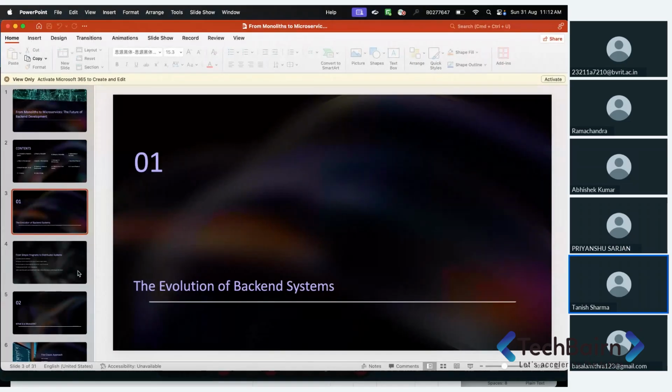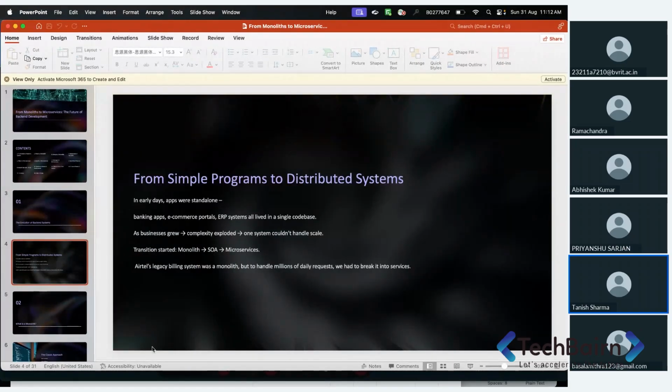So the first one is the evolution of backend systems itself. In earlier days, if we go through any service, either Amazon or any of the e-commerce portals, it was written in a single code base. So what does it mean? Let's suppose any e-commerce website or any banking app, the whole service has been written in a single code base, right?